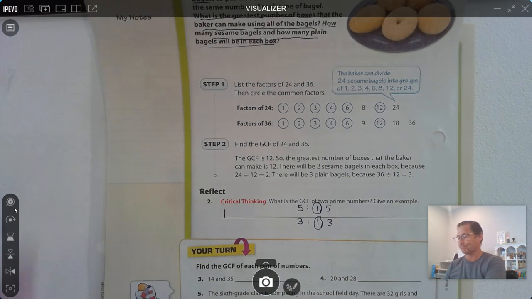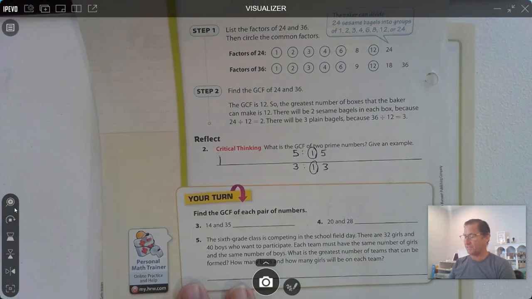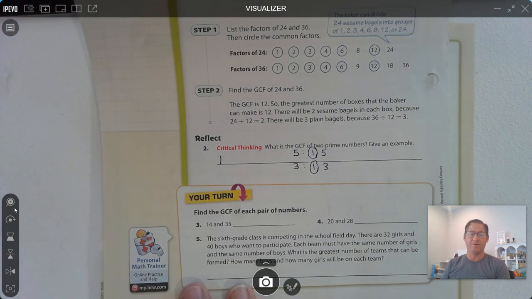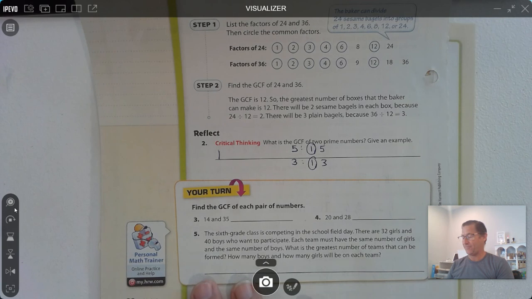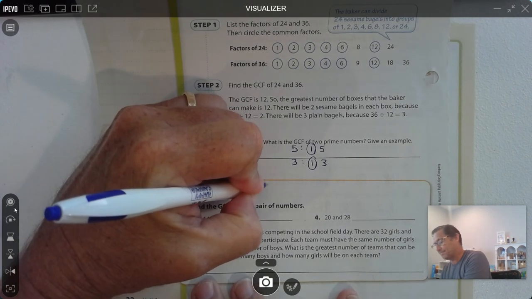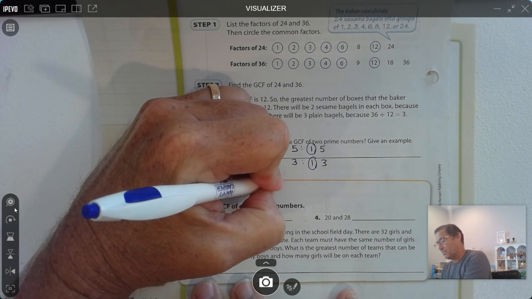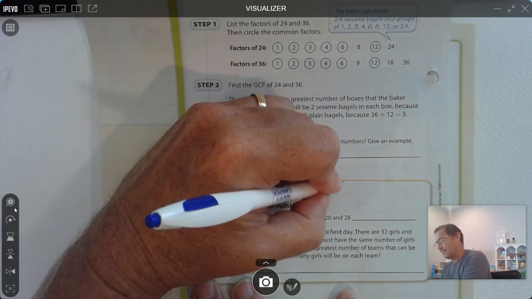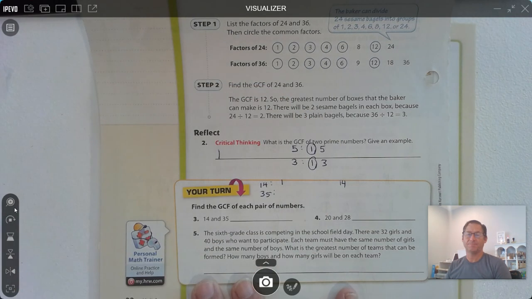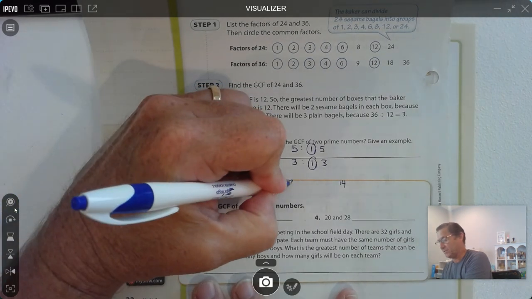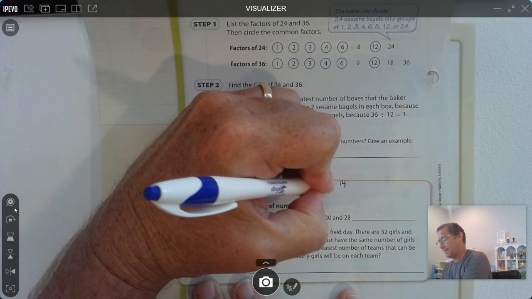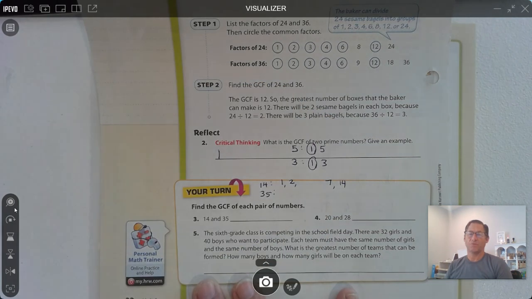All right, so let's find the greatest common factor of each of these pair of numbers. 14 and 35. Well, we know 1 and 14 are factors. Will 2 work? Yes, because 14 is an even number. So 2 and 7. Will 3 work?